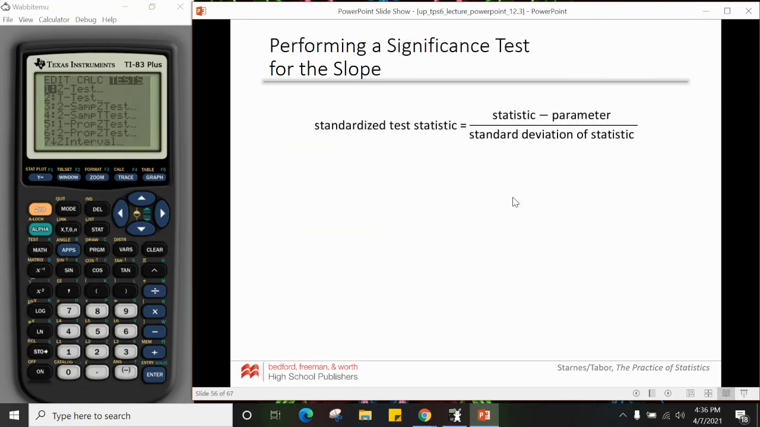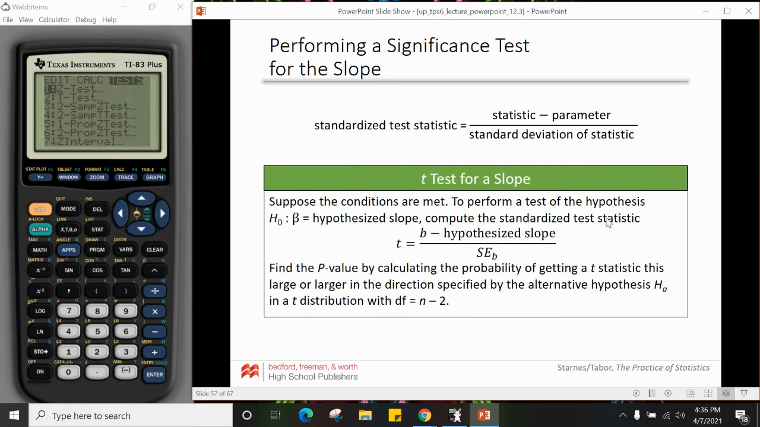So, last subsection is performing significance testing for slope. So remember, in significance testing, our standardized test statistic, usually our z-score or our t-score, is statistic minus parameter divided by the standard deviation of that statistic. So here it's going to turn into b minus the hypothesized slope divided by SE sub b. Right?